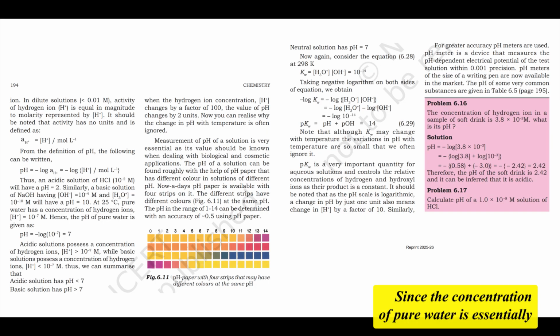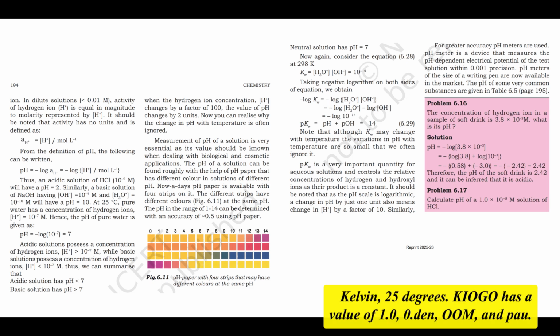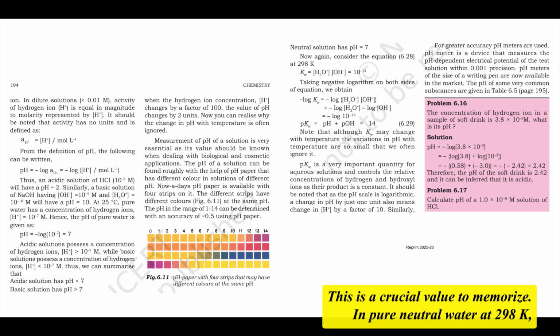Since the concentration of pure water is essentially constant, it's incorporated into the constant, leaving Kw = [H+][OH−]. The value of Kw is temperature dependent. At standard room temperature, 298 Kelvin, 25 degrees, Kw has a value of 1.0 × 10^-14. This is a crucial value to memorize.